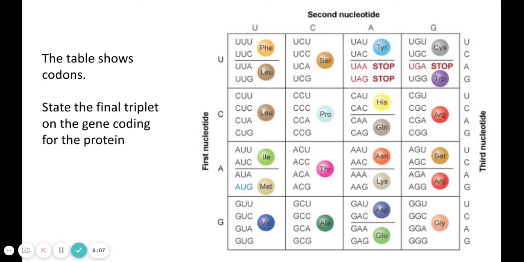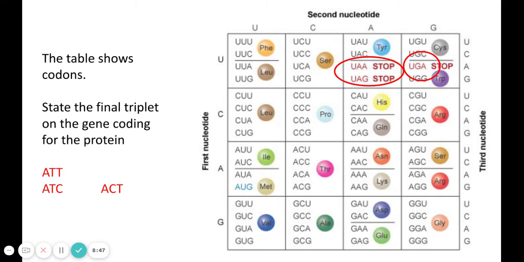Finally, it says, what would the final triplet in the gene coding for the protein be? Now it's asking about a gene, so we're looking at DNA, not RNA now. But we still know that the proteins end with a stop codon. So therefore, the end of the gene must be the DNA triplet, which ends up being a stop codon on the mRNA. So take our stop codons and just translate them back into DNA. So UAA becomes ATT, because remember DNA has thymine. UAG becomes ATC. And finally, UGA becomes ACT.